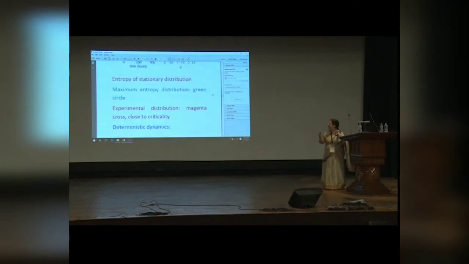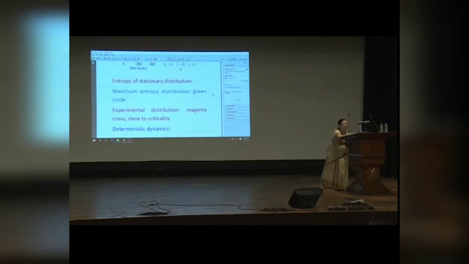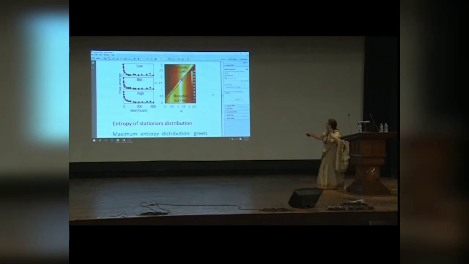And the experimental distribution is very close to the, this magenta cross is the experimental distribution, and the green circle is the maximum entropy distribution found from the maximum entropy principle. They are very close to each other, and they are also located very close to a critical boundary separating bistability from monostability. And they cited our paper, saying that they find evidence of their conjecture in this paper.